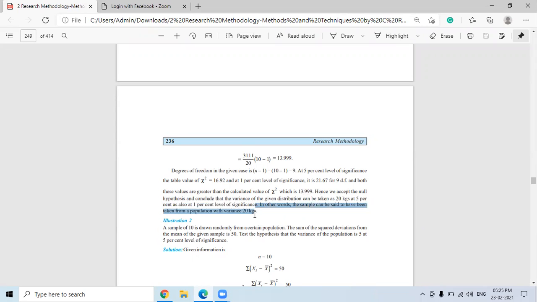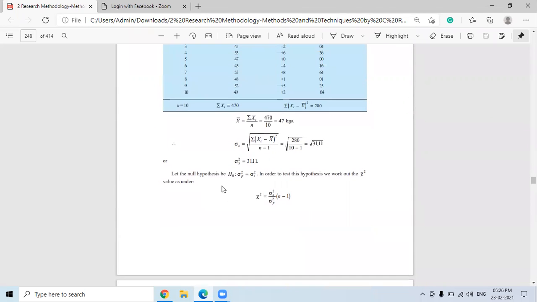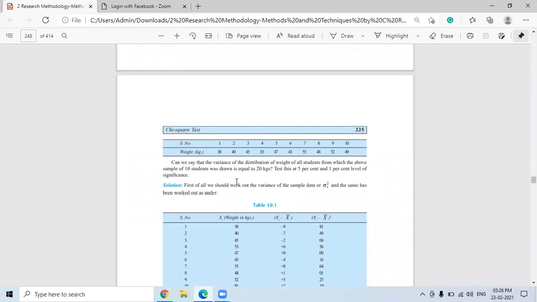In other words, the sample can be said to have been taken from a population with a variance of 20 kilograms. So you have to accept the hypothesis. Once again, our aim is to check whether the variance of the distribution of weight of all the students, from which the above sample of 10 students was taken, is equal to 20 kilograms.